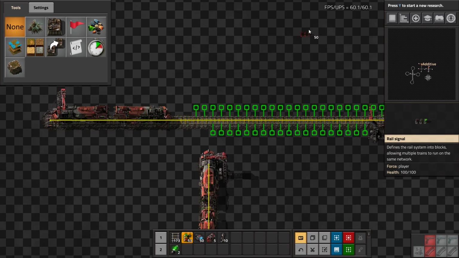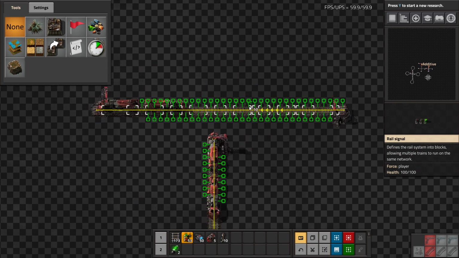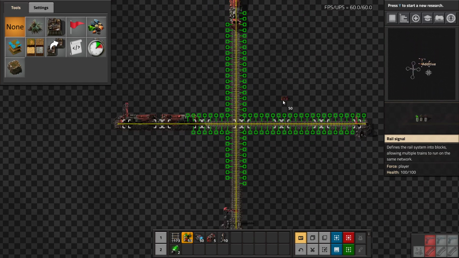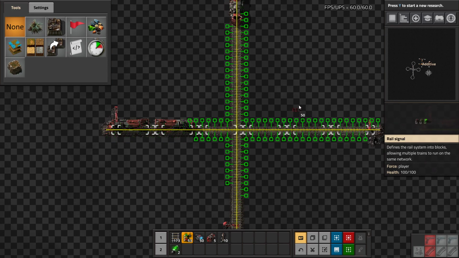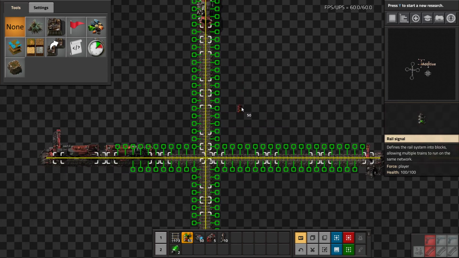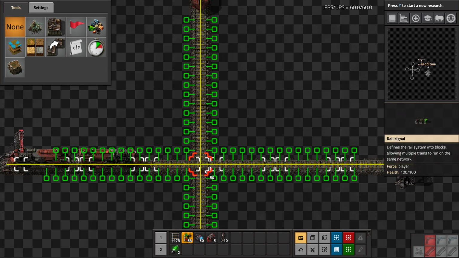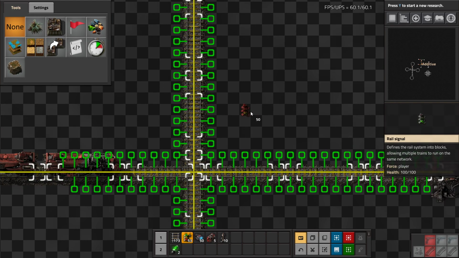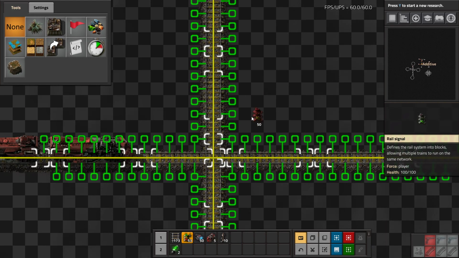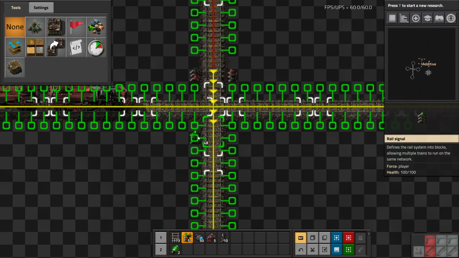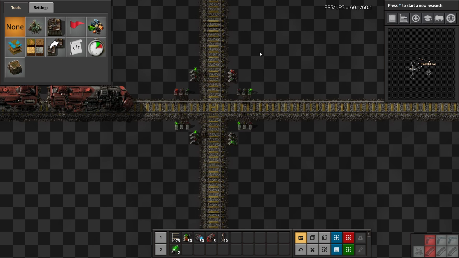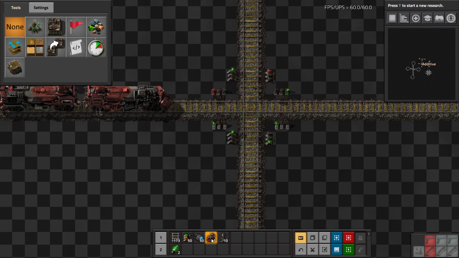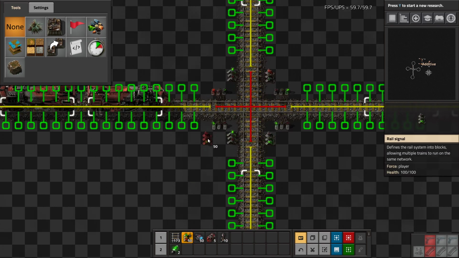I'm gonna test all of this later, after saying what everything does. Okay, so now this intersection of two-way tracks. First, we want this intersection in the middle to be one block so they don't collide. So we place signals like this, isolate it. Okay, good. Now it's one block, as you can see.